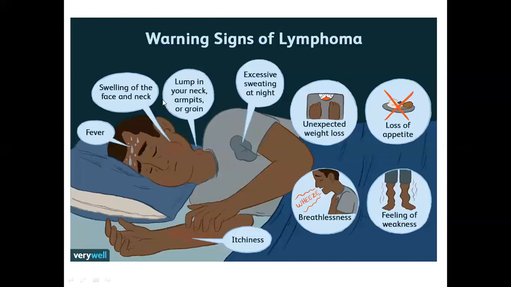Fever, swellings in the neck region that have persisted for more than a week or 2 weeks, lumps in the groin, armpits, neck, excessive sweating at night, night sweats, unexpected, unexplained weight loss, loss of appetite, feeling of weakness, breathlessness, or difficulty in breathing, itchiness. These are some of the common signs for a general population.